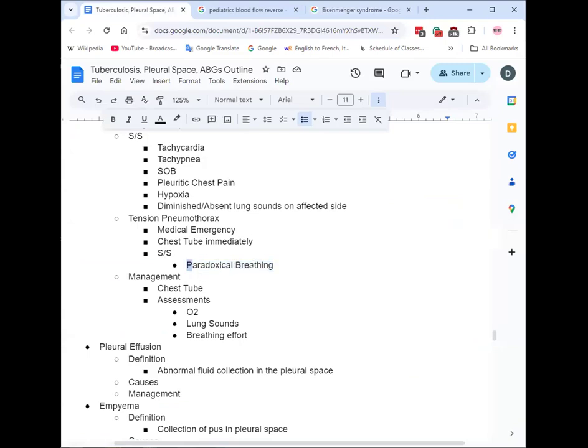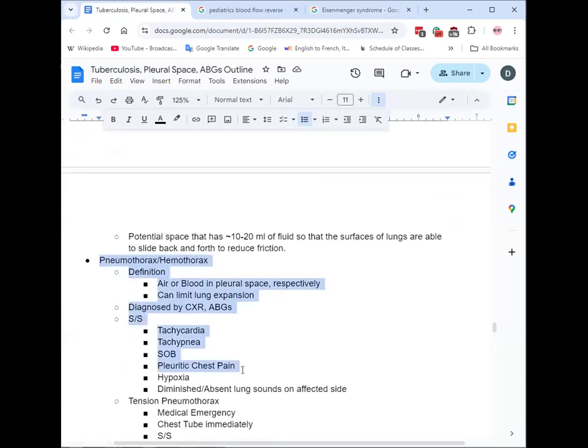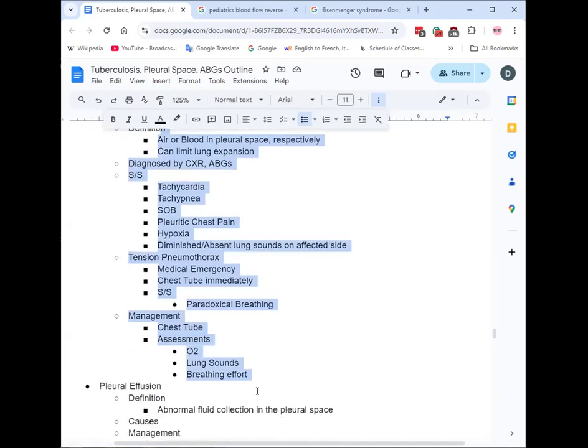Paradoxical because it's not how breathing normally works. It's the opposite. But yeah, that's pretty much that. When it comes to this, it's pretty simple in terms of that.